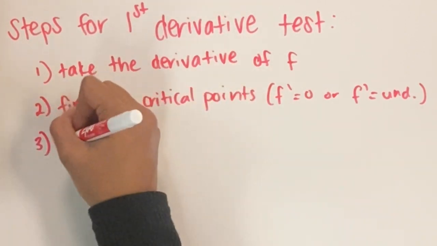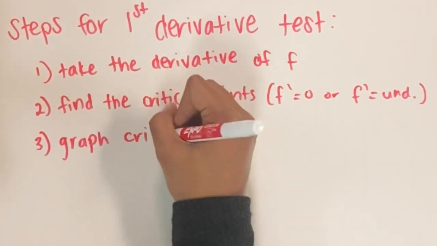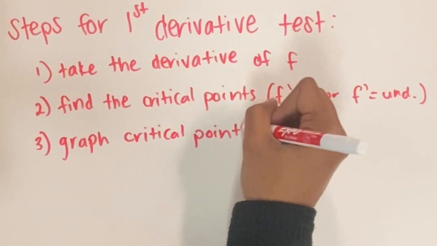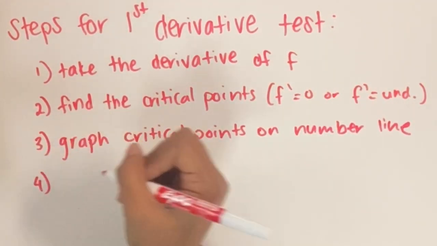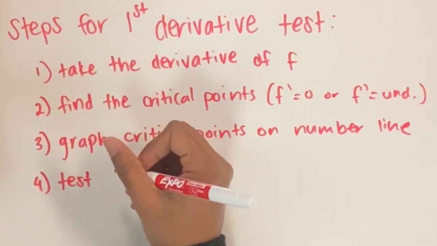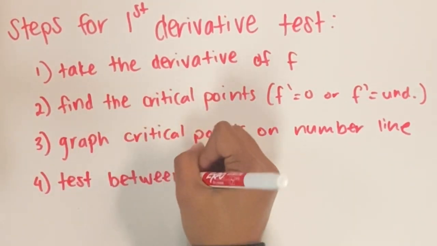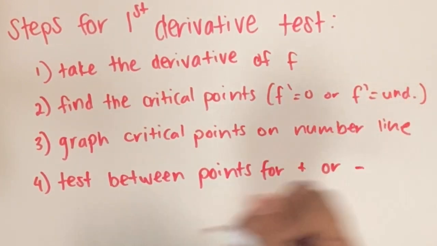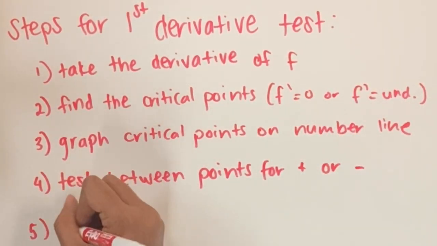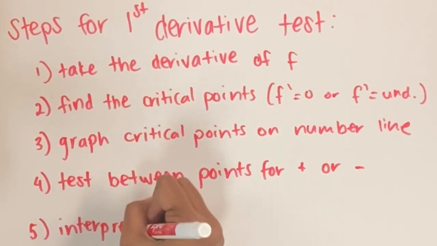The third step is to graph the critical points that you found on an f prime number line. The fourth step is to test between these critical points to see if f prime is positive or negative on these intervals. The final step is to interpret the f prime number line.